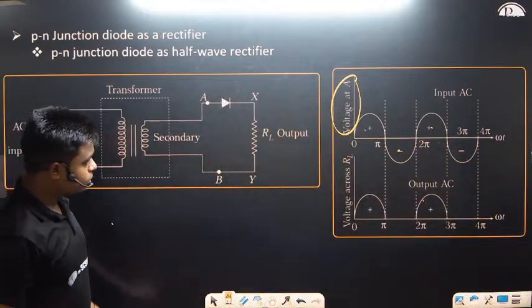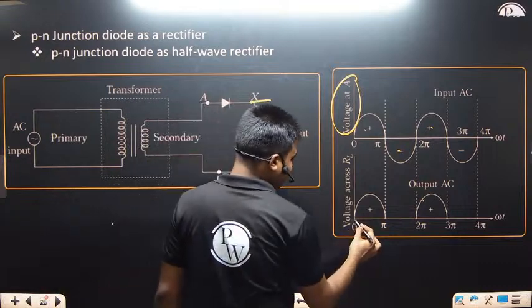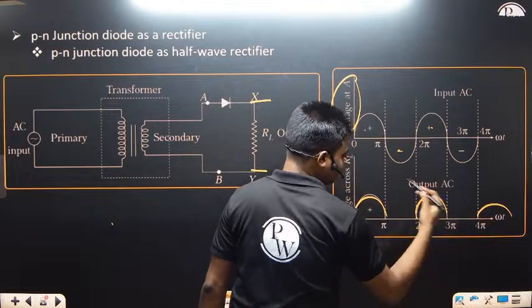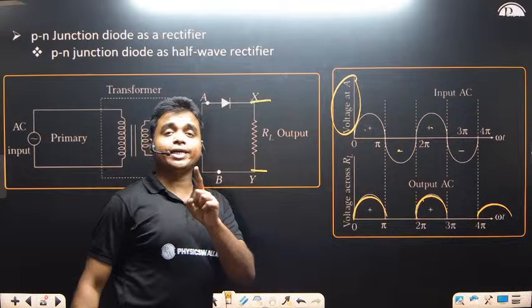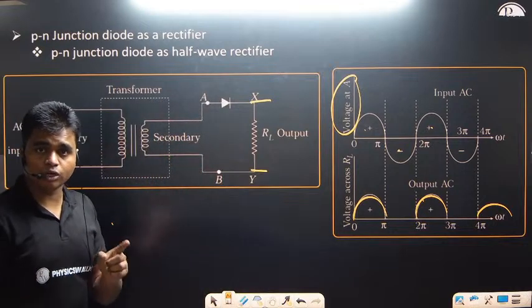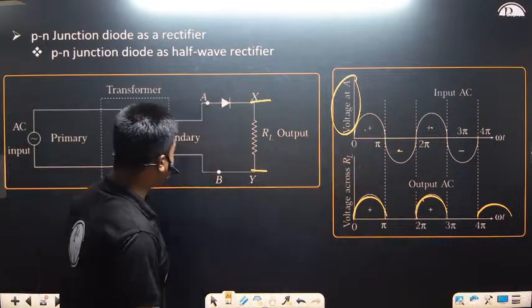But on the output circuit that we are calculating at this point, we can see that only the positive cycle is there. The negative cycle has disappeared. So this gives current in one direction only, not in the other direction. This is the half wave rectifier.